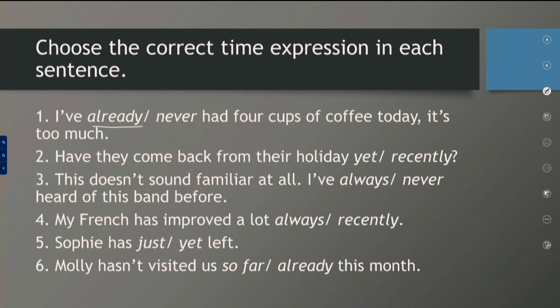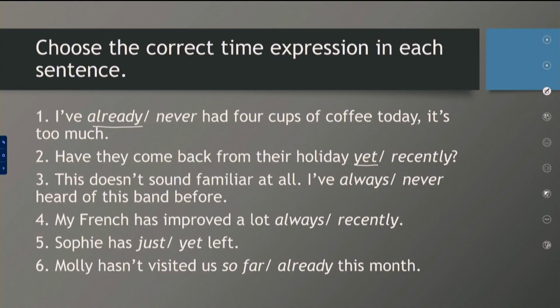Good. Vladimir? So, have they come back from their holiday yet? Very good. Yet is used only in negative sentences or maybe questions, as in this example. Just remember this. Already is used with affirmative sentences, yet is used with negative sentences or questions. Andrea? This doesn't sound familiar at all. I've never heard of this band before. Good. And remember that in English we only use negation once. So if you have a word like never, which is already negative, you're never going to use a negation with a verb.